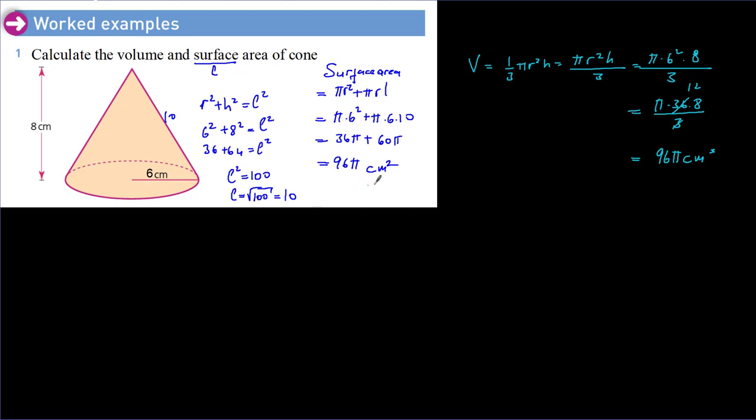This is also a coincidence. In the previous video, we had this kind of coincidence, and we should mention the units to make the difference. One of them is 96 pi centimeter square, the other one is 96 pi centimeter cube.